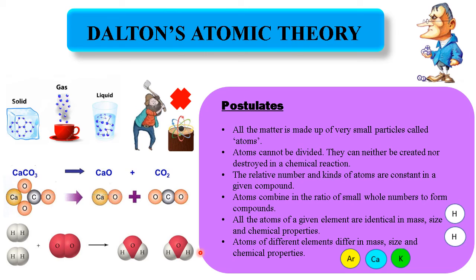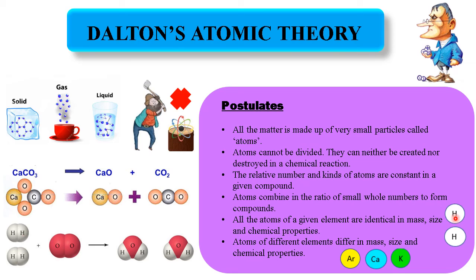His fourth postulate states that atoms combine in the ratio of small whole numbers to form compounds. For example, hydrogen combines with oxygen in the ratio of 1:8 to form water. His fifth postulate states that all the atoms of a given element are identical in mass, size, and chemical properties. Means, if we take two atoms of hydrogen element, then they will have the same mass, size, and chemical properties.